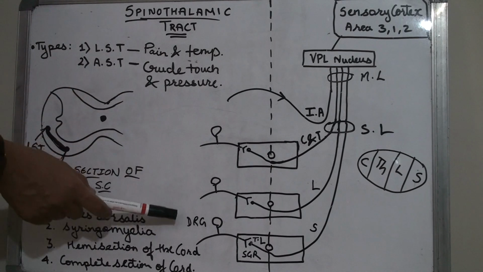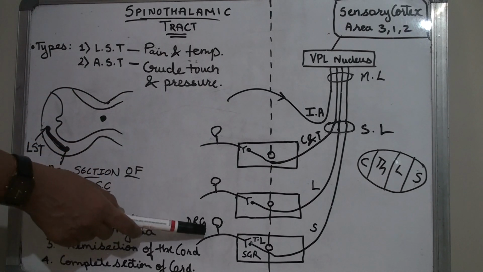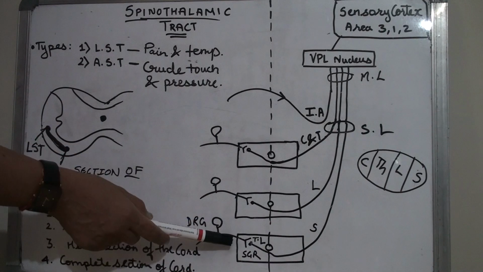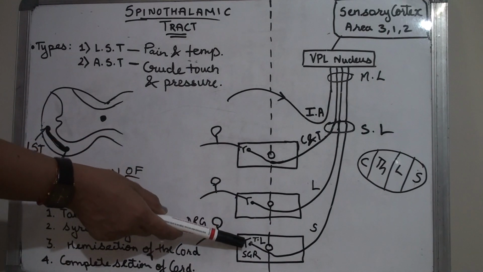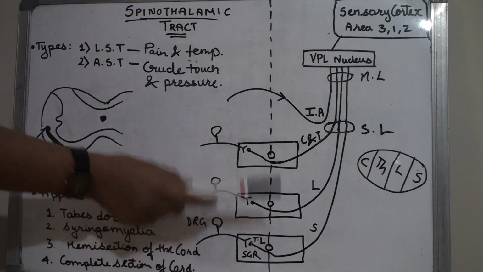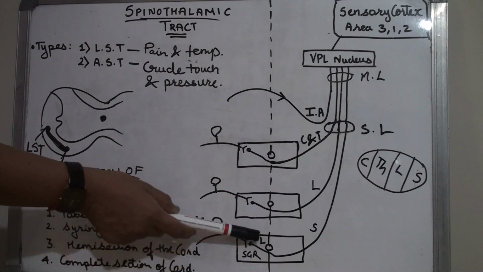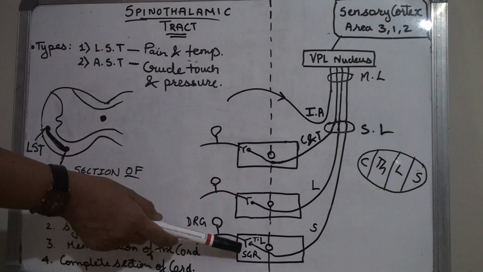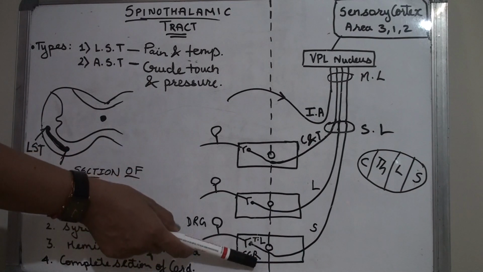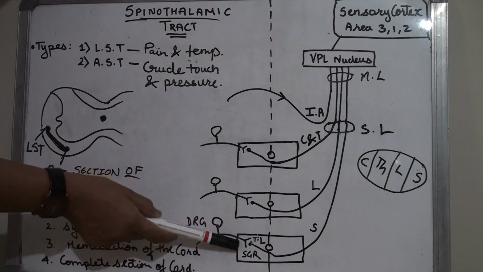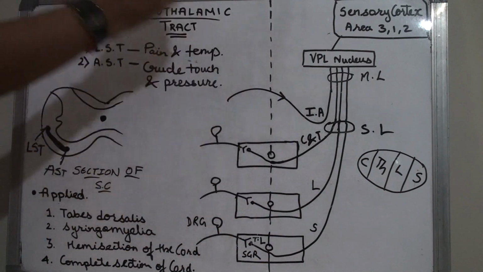The first order of neuron begins in the dorsal root ganglion. Now the axons of these neurons enter the dorsal horn cells of the spinal cord. The fibers which have entered here form the tract of Lissauer. Now these fibers, along with the cells which are present in the dorsal horn, form the substantia gelatinosa of Rolando. And from here the second order of neuron begins, which immediately crosses to the opposite side.